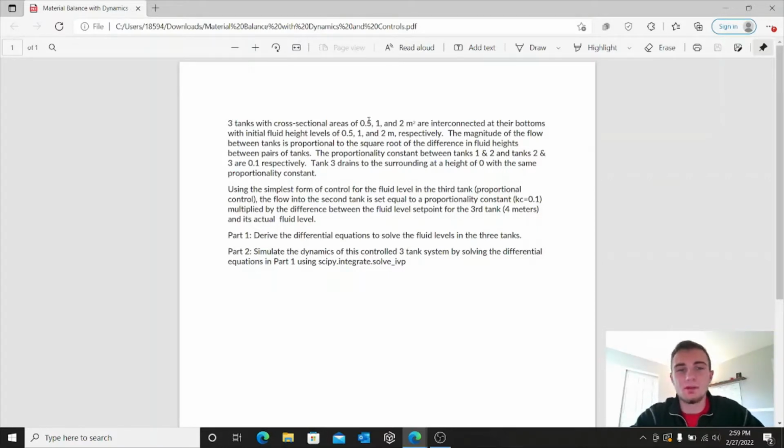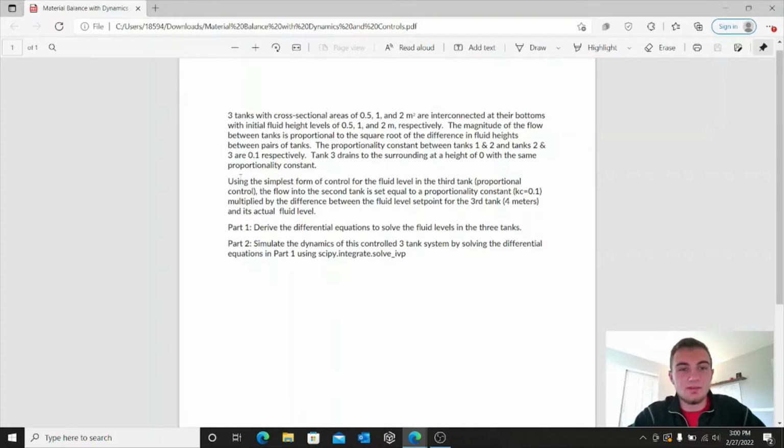So we're given this problem here, and it says that we have three tanks with cross-sectional areas of 0.5, 1, and 2 meters squared, and they are interconnected at their bottoms with initial fluid heights of 0.5, 1, and 2 meters respectively. It says that the magnitude of flow between the tanks is proportional to the square root of the difference in fluid heights between pairs of tanks, and the proportionality constant between tanks 1 and 2 and tanks 2 and 3 are both 0.1 respectively. Tank 3 drains to the surrounding height of 0 with the same proportionality constant.